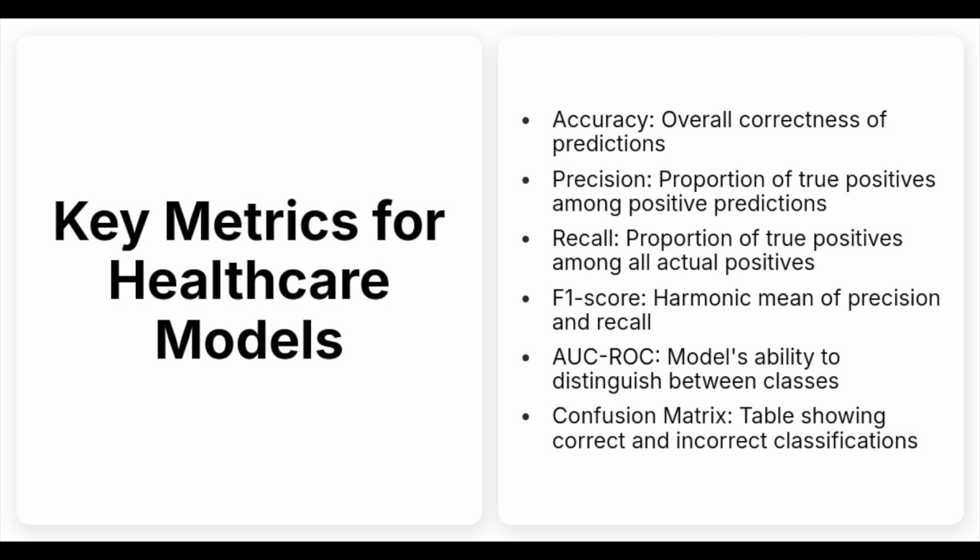The ROC curve is very useful as well because it provides the ability to distinguish between classes. It's good just to see that the ROC curve is approaching 1. The confusion matrix is also very useful because it shows correct and incorrect classifications and is very useful in terms of determining where your model is making mispredictions.